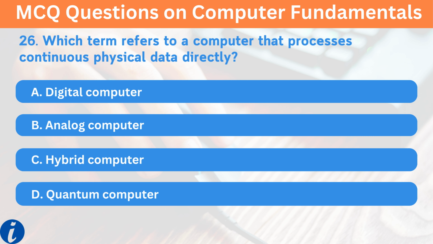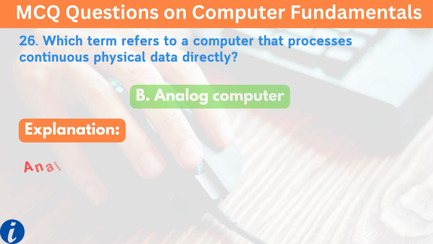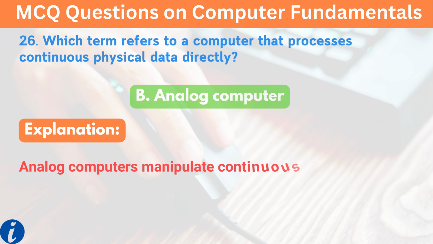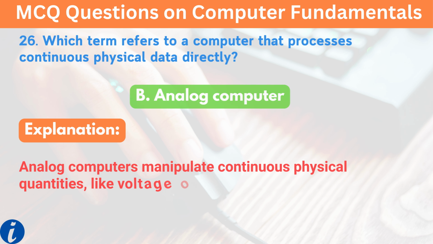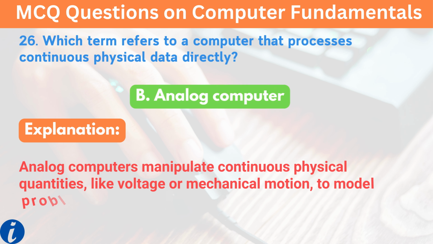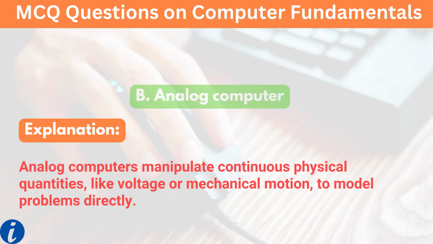26. Which term refers to a computer that processes continuous physical data directly? A. Digital computer. B. Analog computer. C. Hybrid computer. D. Quantum computer. The correct answer is B. Analog computer. Explanation: analog computers manipulate continuous physical quantities, like voltage or mechanical motion, to model problems directly.